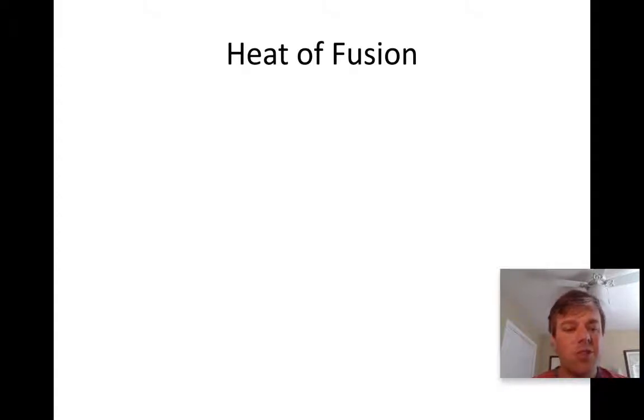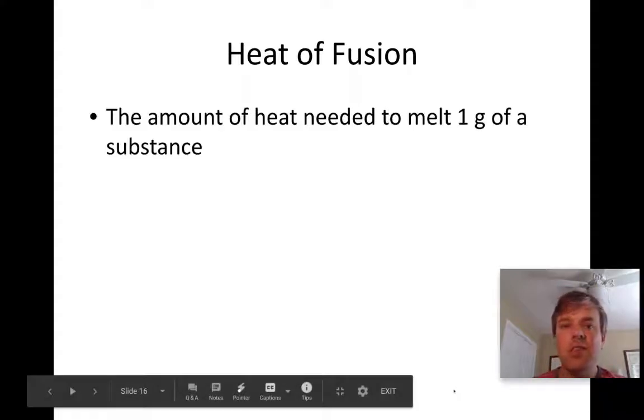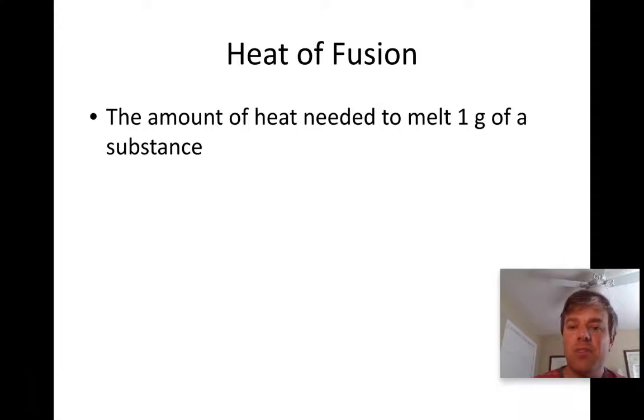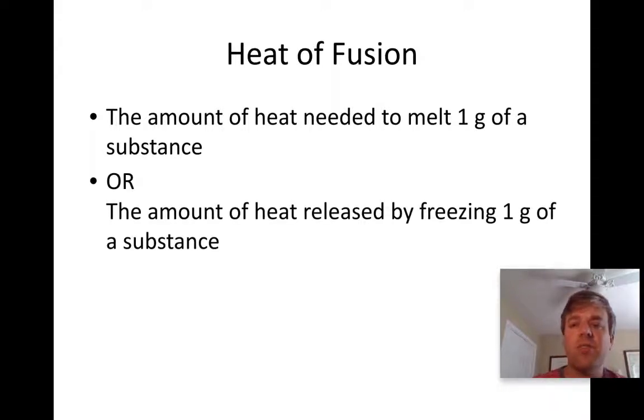Also, a device called a fuse is used in electrical circuits. If things get too hot, it melts and interrupts the flow of electricity. But heat of fusion is the amount of heat that's needed to melt 1 gram of a substance, or it's the amount of heat that is released by freezing 1 gram of a substance. And the amount of heat that's needed to melt or to freeze is the same. It just depends on if you're adding heat, it melts. If you're releasing heat, it freezes.